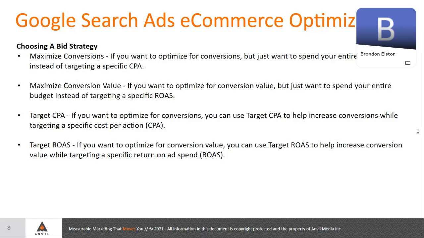And another thing is when setting up, you really want to pick between the conversions and conversion value. It can be a little bit harder to set up that conversion value, but again, it's going to give you more information, whereas one sale might be worth $5 and one worth $50. You really want to be able to separate that out there.